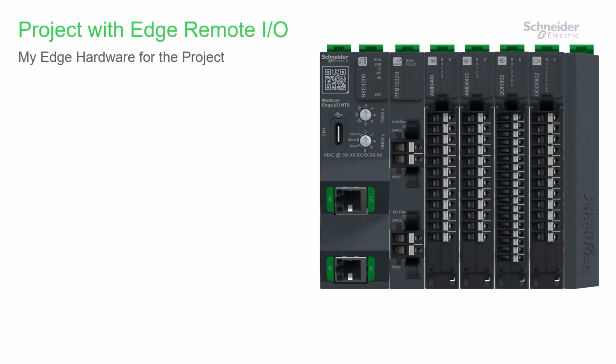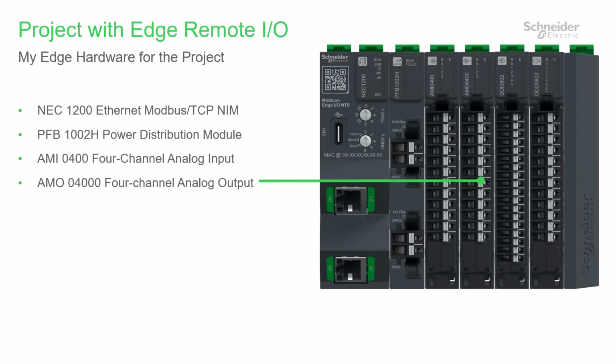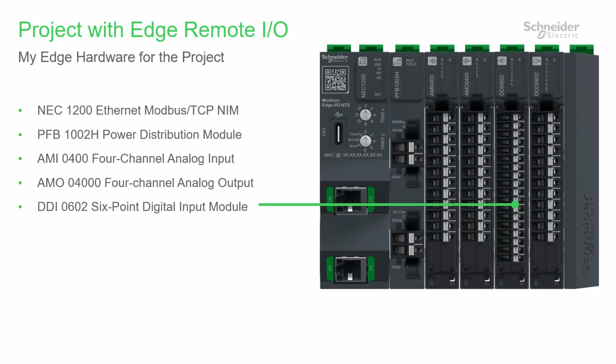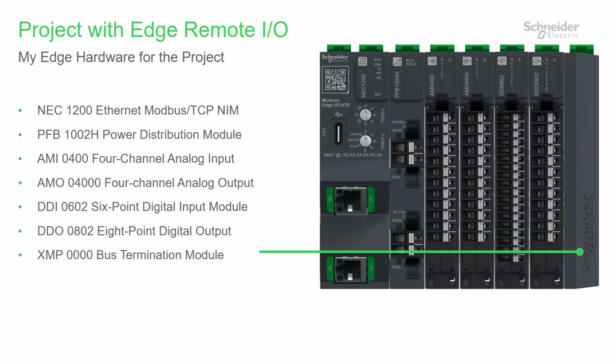My Edge I/O island includes an NEC 1200 dual Ethernet Modbus TCP network module, a 24-volt power distribution module, a 4-channel analog input module, which may be used to monitor tank level and temperature, a 4-channel analog output module, which could control valve position, a 6-point digital input module for monitoring pump status or tank high-high switch, an 8-point digital output module for controlling items such as status lamps or for driving relays, and a bus terminator.